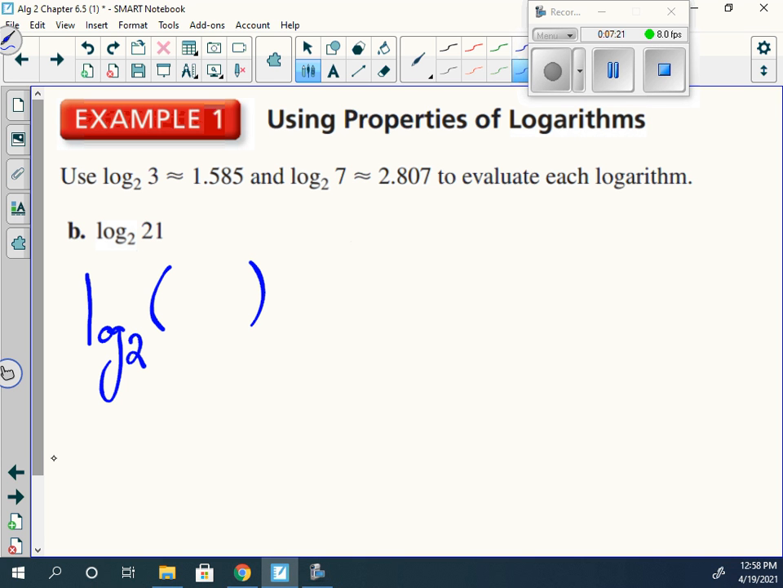So we could type this into the calculator, but we're going to use the properties of logarithms to solve this. So we want to try to rewrite 21 using 3 and 7. So how could I write 21 using 3 and 7? We can rewrite it as what? Because 3 times 7 is 21. So we can replace 21 with 3 times 7.